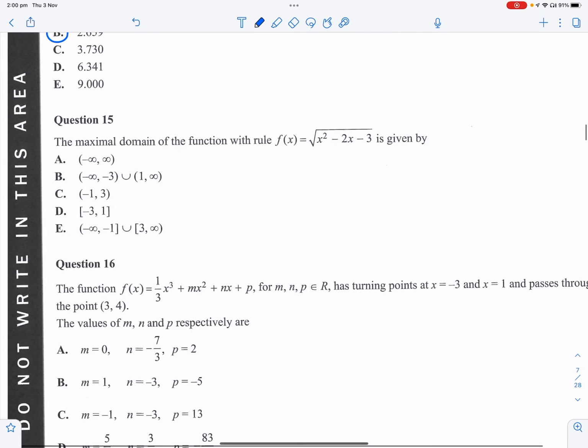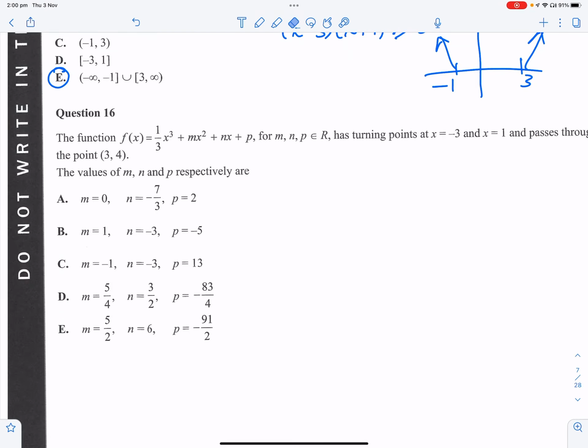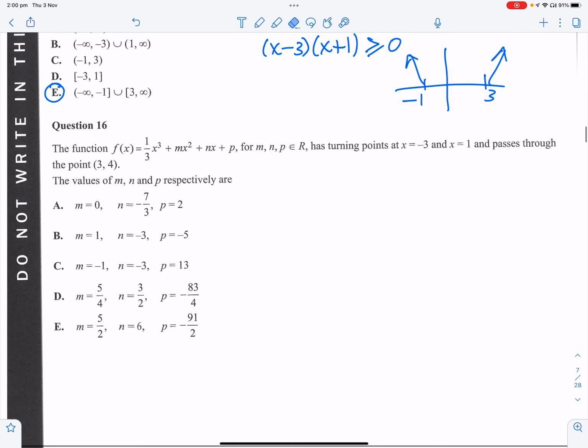Okay, now the maximal domain of that function is given by x minus 3, x plus 1 has to be greater than or equal to 0, because we can have 0. So 3 to negative 1, it's going to go that way and that way. So negative infinity to negative 1, or 3 to infinity.